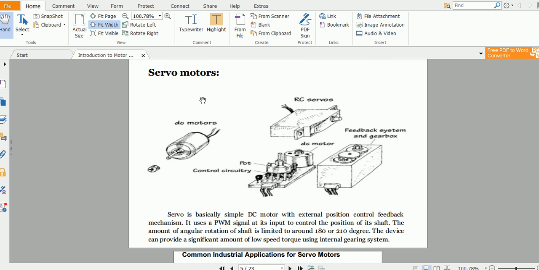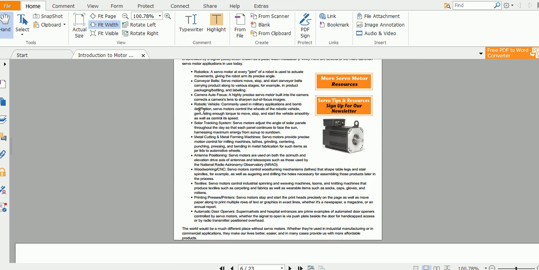We greatly encounter servo motors in the field. A servo motor is basically a simple DC motor with an external position control feedback mechanism. That is, it has an external feedback mechanism for its position control. It uses a PWM signal, which is pulse width modulation, at its input to control the position of its shaft. So the PWM signal is the basis of the speed control of a DC motor.